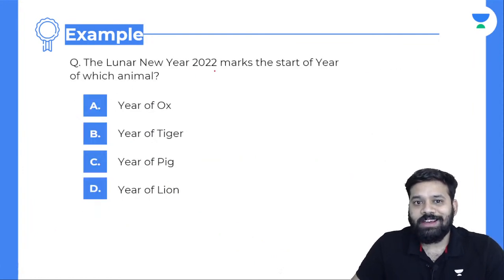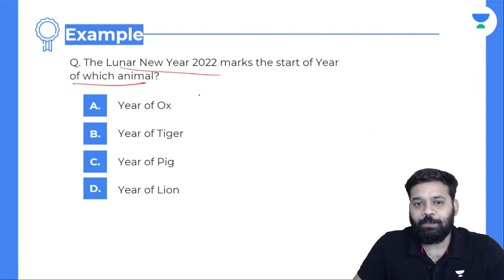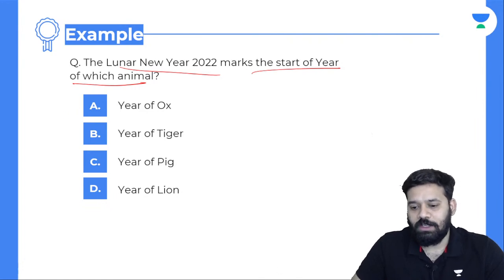Going forward, the lunar year 2022 marks the start of the year of which animal? Which animal is it? Year of ox, year of tiger, year of pig, year of lion. Quickly, quickly, quickly. Lunar new year 2022.